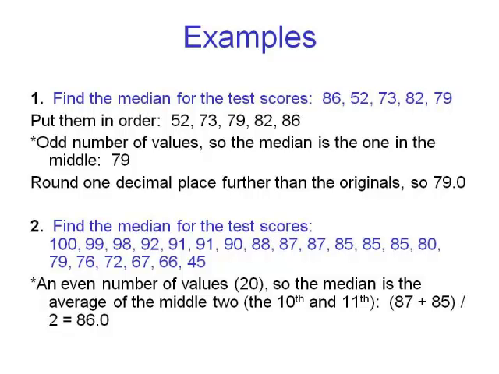And again, even though that comes out even, we do need to have 1 decimal place in our answer, so we'll add a 0.0 on the end.